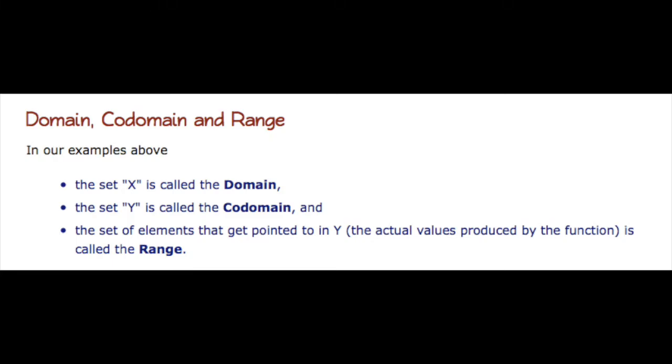In our examples in the previous slide, the set X is called the domain. The set Y is called the codomain, and the set of elements that get pointed to in Y, or the actual values produced by the function, is called the range.